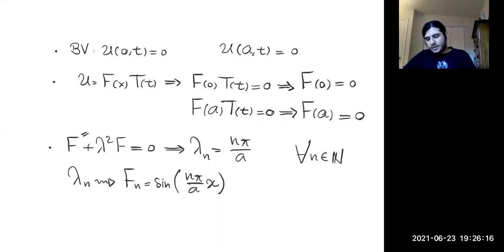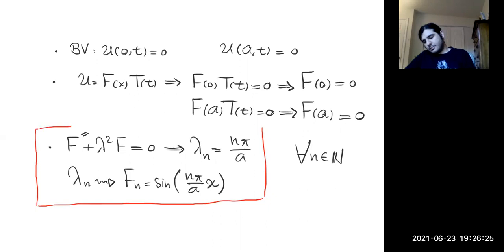Let's look at the other equation. So keep this thing here. We have, in some sense, half of the solution. We know what f is. Let's try to find what t is. T satisfies this condition.